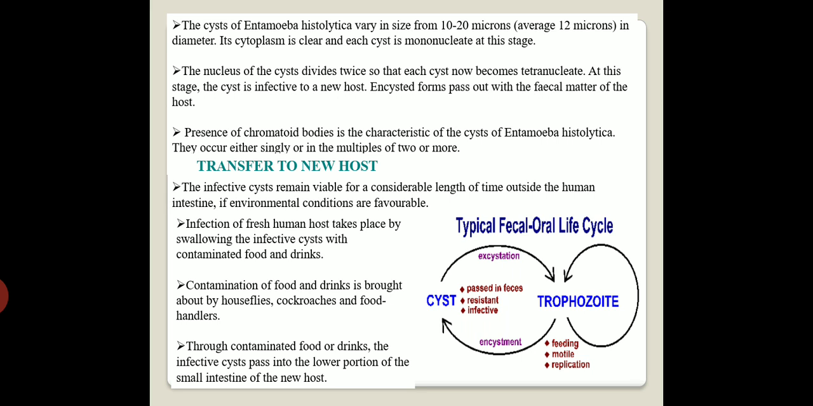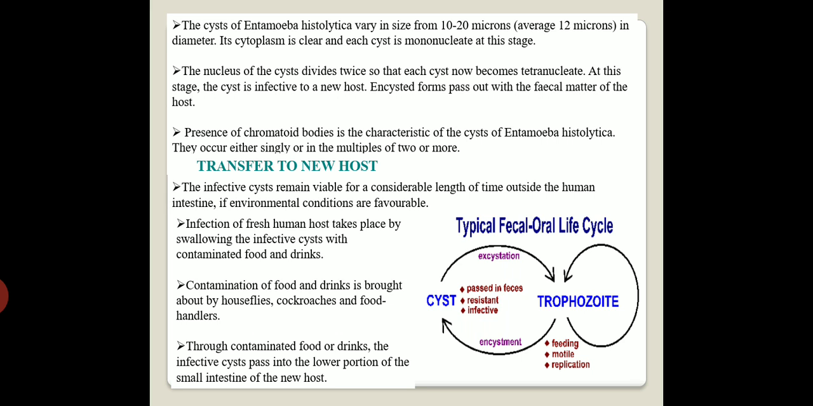Encysted forms are passed out with the fecal matter of the host. The presence of chromatoid bodies is a characteristic feature of the cyst of Entamoeba histolytica. They occur either singly or in multiples of 2 or more. So the next event is transfer to a new host.